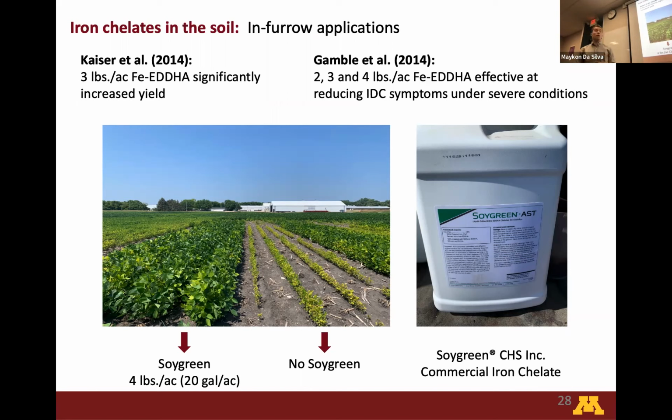Gamble and collaborators, also 2014, tested 3 rates of the same iron chelate, and they found that all of them were effective at reducing IDC symptoms under severe conditions. This is another photo from one of our field sites in Graceville, Minnesota, and we can see how different plots look when we applied Soygreen and when we did not apply Soygreen. I just want to make it clear, Soygreen is a commercial iron chelate from CHS Inc. This is a very thick liquid that we apply in furrow in the soil. So in these plots on the left, we applied 4 pounds of Soygreen per acre, and the plots on the right side of the image, no Soygreen.